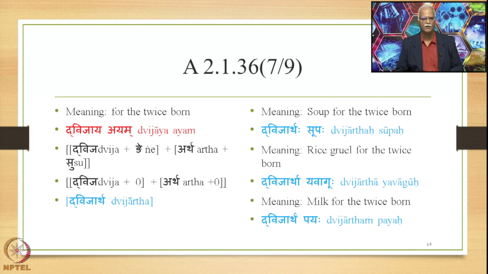So now we have the meaning dvijaya ayam, for the twice born. And in this case, we'll have dvija plus nge plus artha plus su as the alaukika vigraha. And then because there is samasa saudhnya, there is also pratipadika saudhnya. And so nge and su are part of the pratipadika, and hence supodhatu pratipadika yoho applies and they both get deleted, and so we have dvija plus artha, and then it is dvijartha after applying the savarna dirgha sandhi. This will be the finally derived compound output.